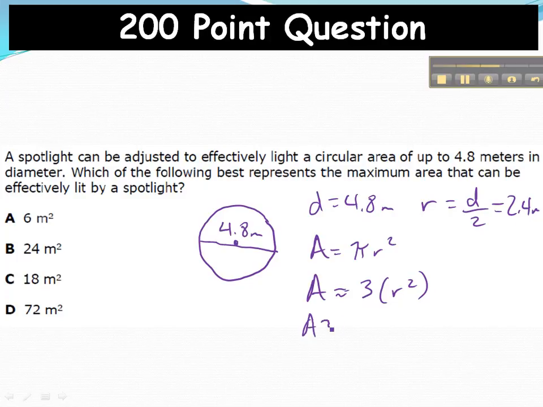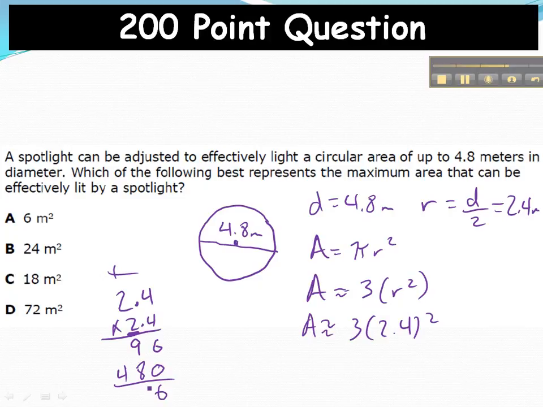So area is approximately equal to 3 times 2.4 squared. 2.4 squared means 2.4 times itself. 2.4 times 2.4. 4 times 4 is 16, carry the 1. 2 times 4 is 8, plus 1 is 9. When we're multiplying by the 2, we're multiplying by 20, so we start with a 0. 4 times 2 is 8, 2 times 2 is 4. Add those up and you get 576. There's 1 decimal place in this factor, 1 decimal place in this factor, so we should have 1 plus 1, or 2 decimal places in our product.